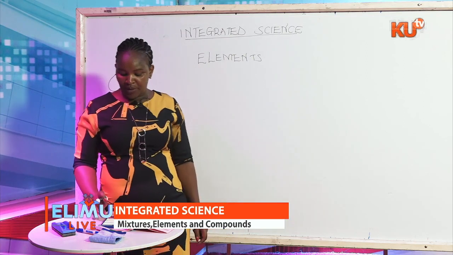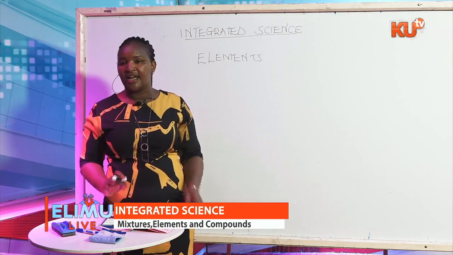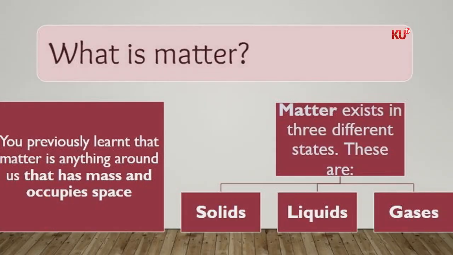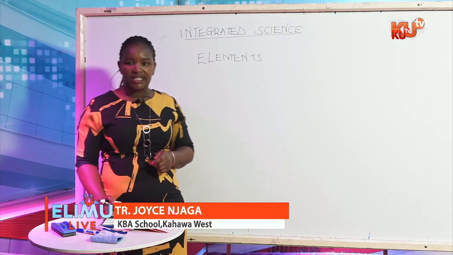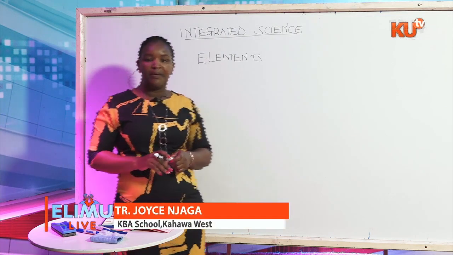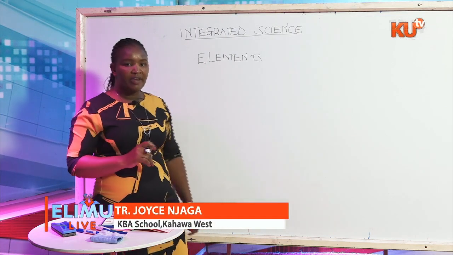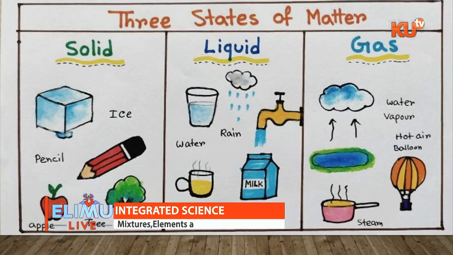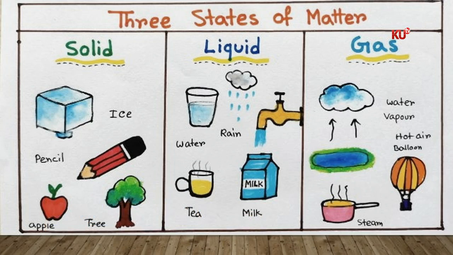In our previous classes, we were told that matter exists in 3 states. We learned that in grade 7, 6 and 5. The 3 states of matter are solids, liquids, and gases. Now, let's look at some examples of these states of matter. You can have a look at some matter that we call solids, and look at why they are solids in the first place.